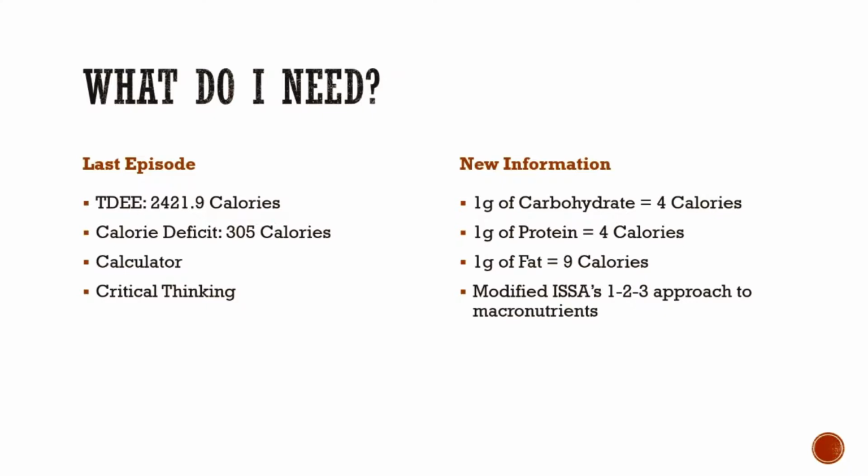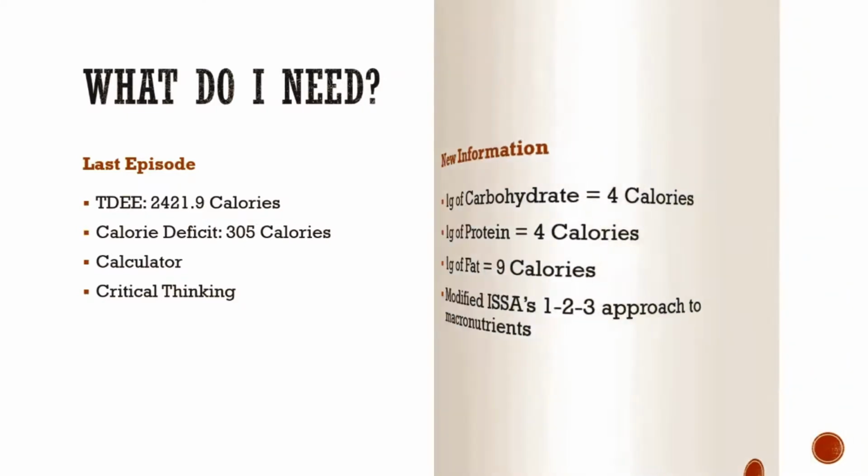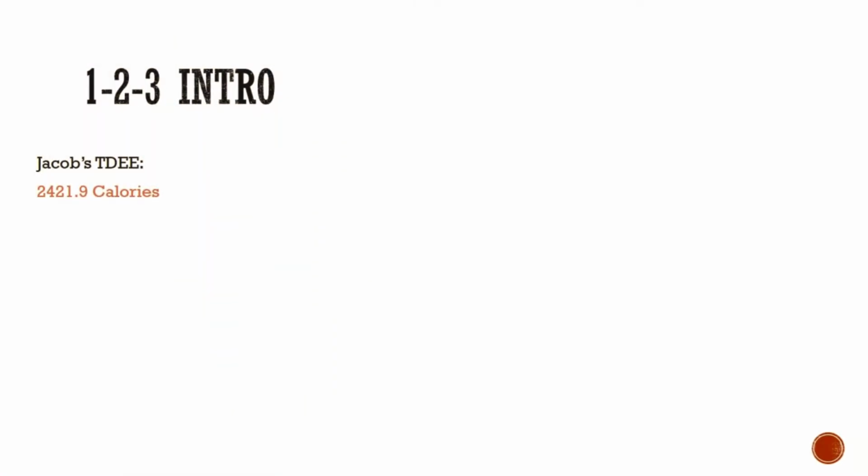Lastly, I'm using the International Sports Science Association 1-2-3 method, but I modified to fit my needs. So what is the 1-2-3 method? The ISSA believes your macros should be divided up into 6 equal parts. By dividing your total daily energy expenditure by 6, you will arrive at how many calories are allotted for each part. Here's an example using my information.